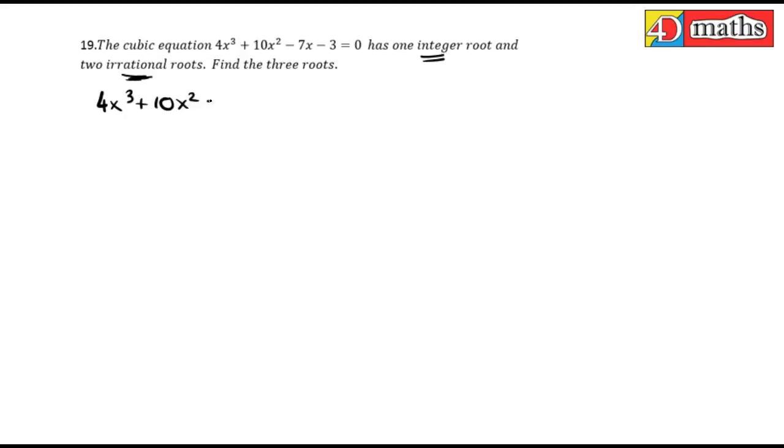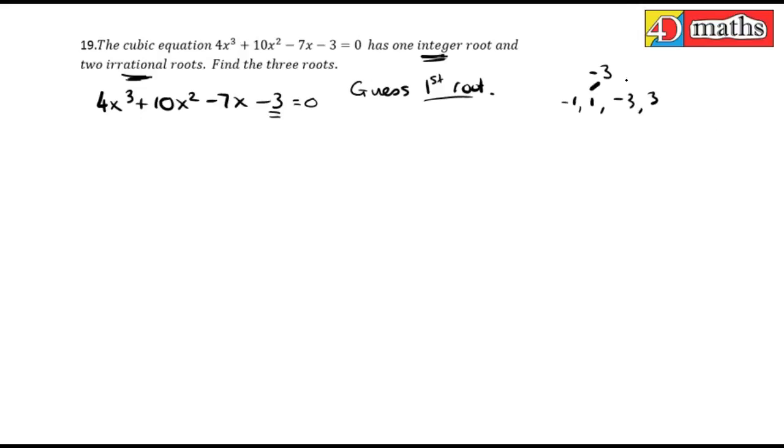We write out the cubic, and because we're given very little information, we have to guess the first root. Now the first root we're going to guess is the integer root. So here's the clue. It's going to be a factor of minus 3. It's going to be a factor of always the last digit. Okay? So the factors of minus 3 are minus 1 and 1 and minus 3 and 3.